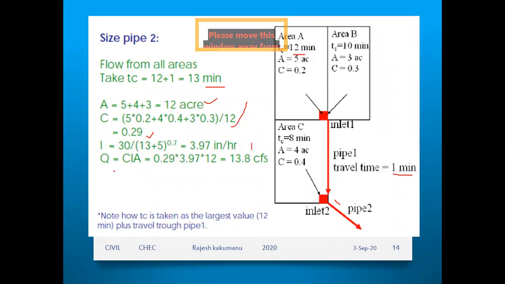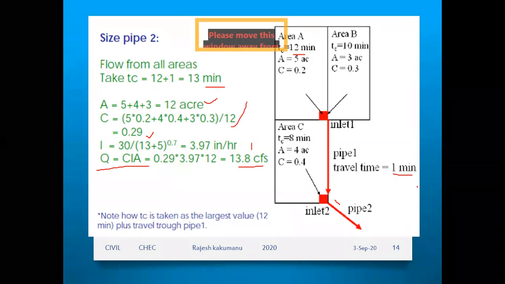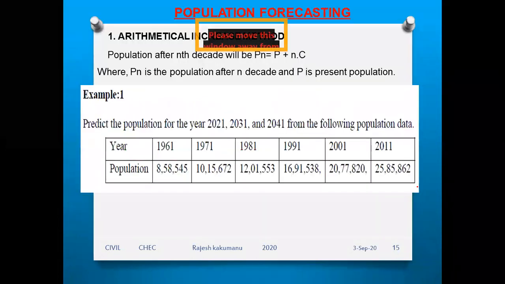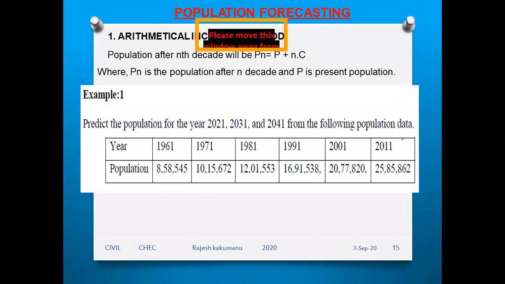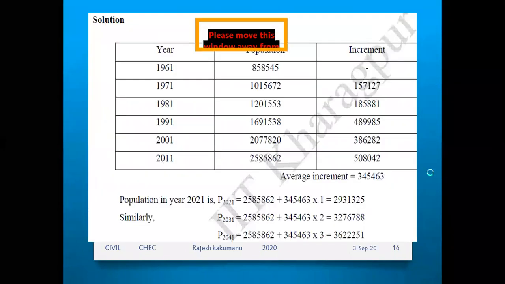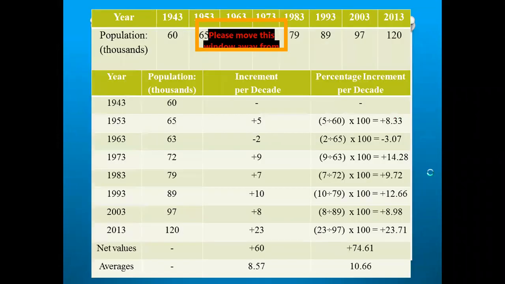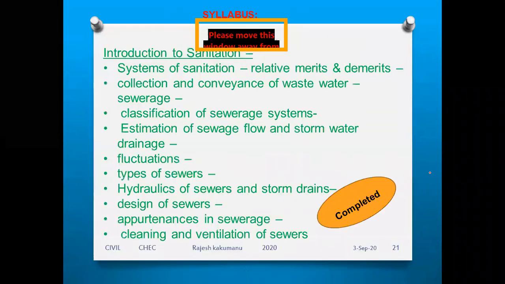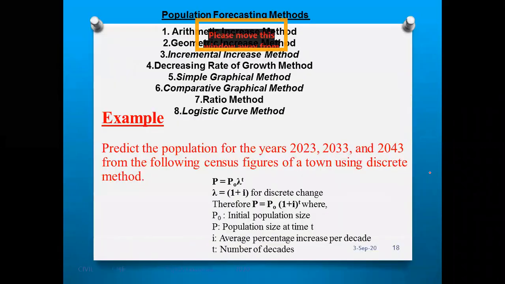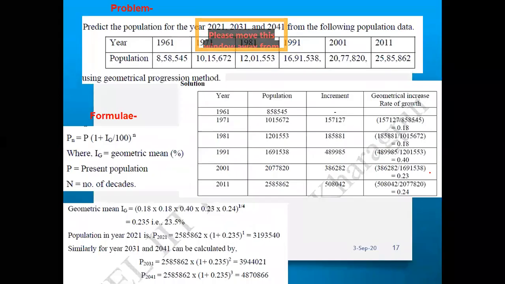Now applying the formula Q is equal to CIA, applying the values you have got here, totally we get 13.8 CFS. Yes. So that is the area problem for the first type of problems. So this is another interesting problem. With these 2 problems, we can wind up. It's a very interesting problem, I will show here.